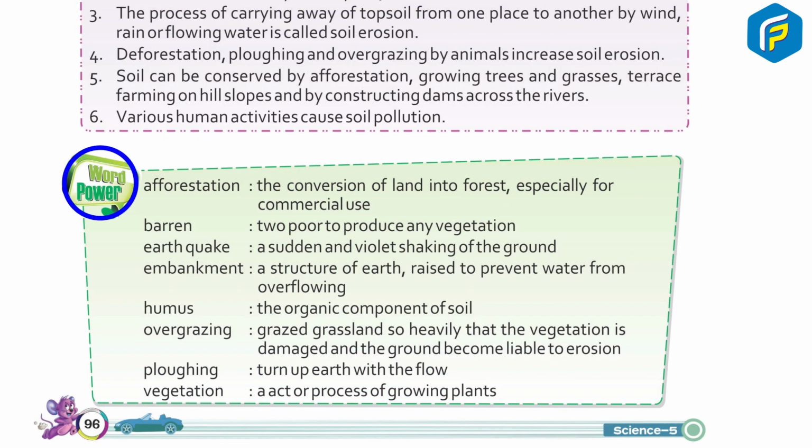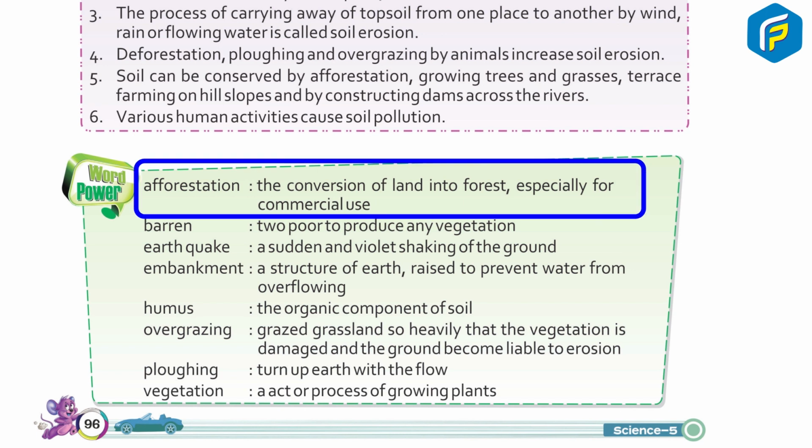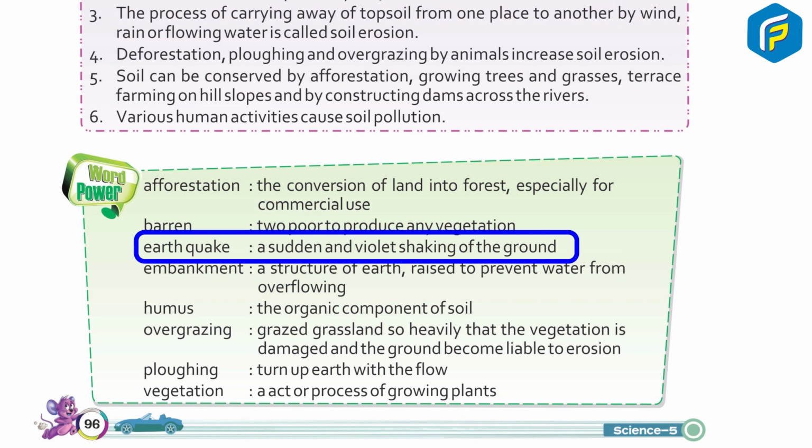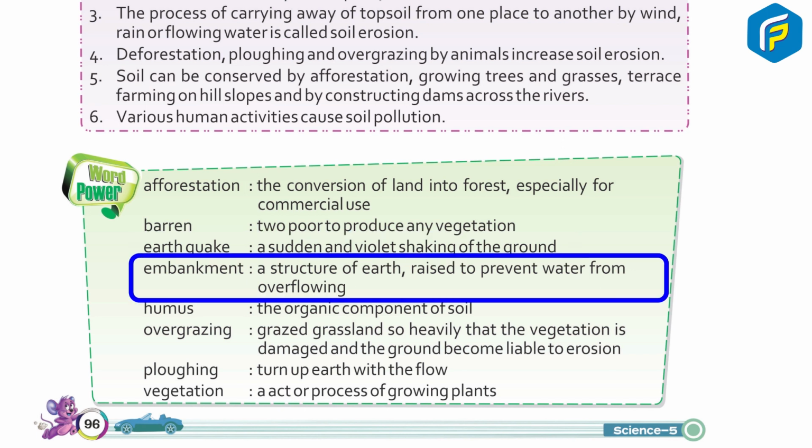Word power. Afforestation. The conversion of land into forest, especially for commercial use. Barren. Too poor to produce any vegetation. Earthquake. A sudden and violent shaking of the ground. Embankments. A structure of earth raised to prevent water from overflowing.